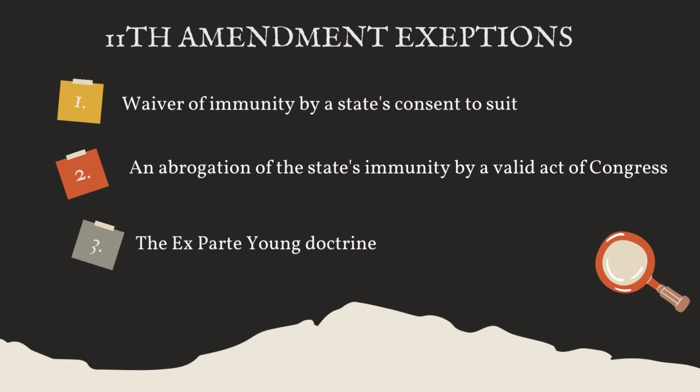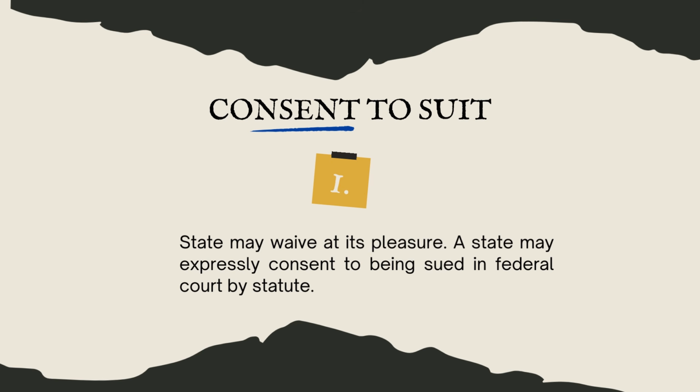There are three exceptions to the 11th Amendment, and that's what we're going to discuss today. One, waiver of immunity by a state's consent to suit. Two, an abrogation of the state's immunity by a valid act of Congress. And three, the Ex parte Young doctrine. So let's break them down. One, the state's consent to suit.